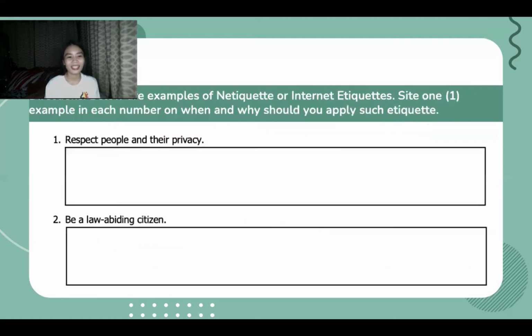Okay, let's proceed to our task 2 or test number 2. Directions. Below are the examples of netiquettes or internet etiquettes. Cite one example in each number on when and why you should apply such etiquette. Example number 1, respect people and their privacy. Why do you think? When will you use this one?